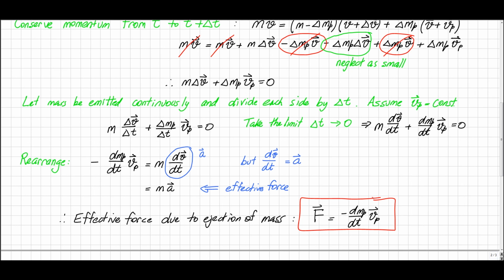Then it shows us also that we can increase the force by increasing the rate at which we eject the mass, so a higher dmp dt. Again, this is a linear relationship, so if we double the mass flow rate, dmp dt, we double the effective force. We'll see how we can use this for a rocket in the next video.